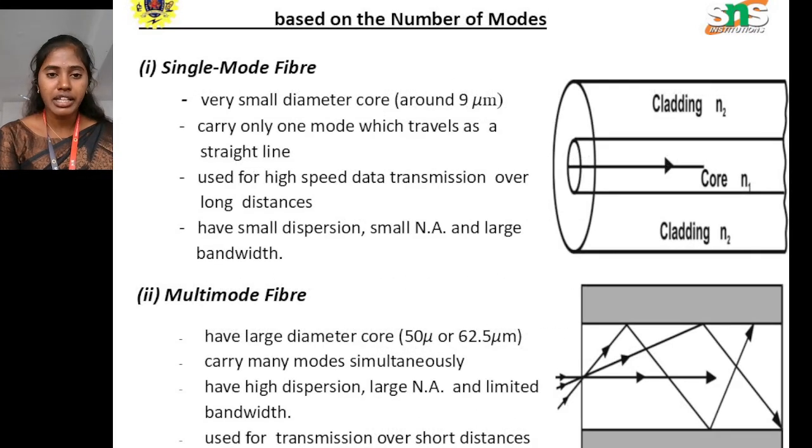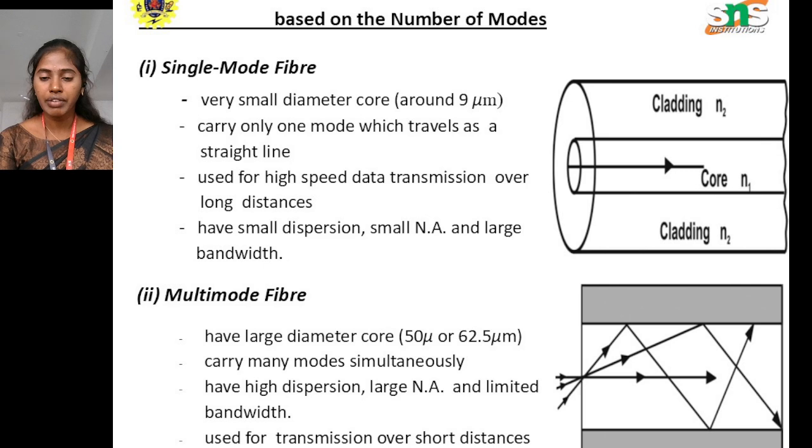The second classification is based on number of modes. Based on mode, we have classified into single mode fiber and multi-mode fiber. Single mode fiber can allow only a single mode of light propagation. Multi-mode fiber can allow more modes. Look at this diagram. The first one is single mode fiber. The second diagram indicates the multi-mode fiber. You can visibly check that.